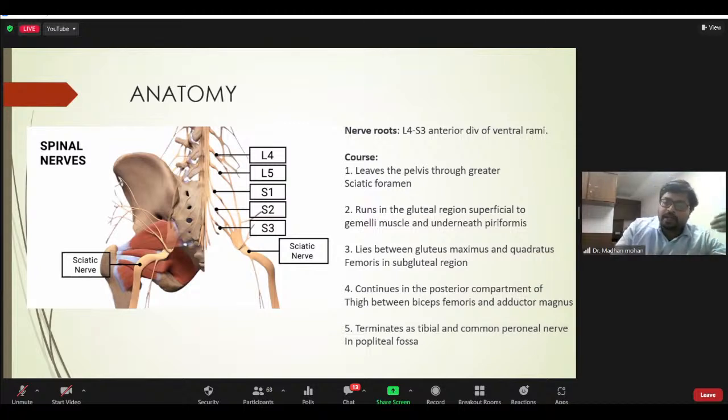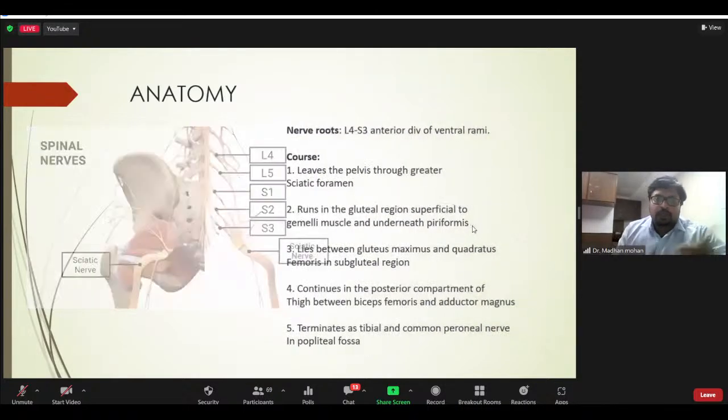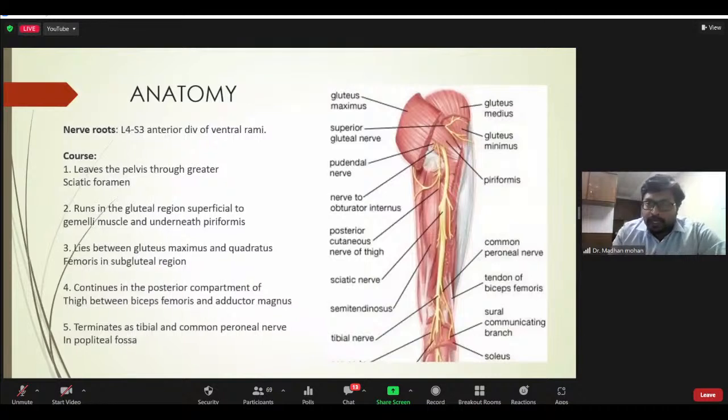Okay. And terminally, it will be dividing into tibial nerve and common peroneal nerve, and they will have further their divisions. So if we take the sciatic nerve block, either using PNS or using ultrasound, we can block at these 5 levels. Okay. So again, I'm going to show the levels where we can block.